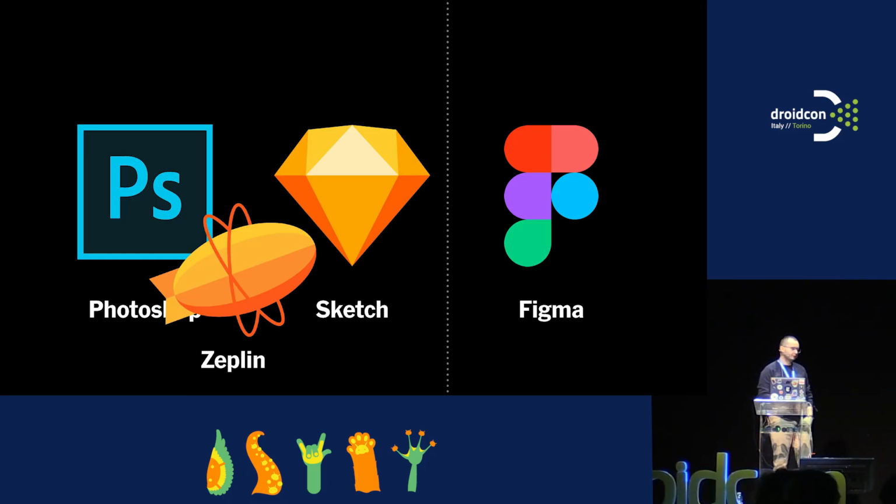Now, there's a newer tool called Sketch. Sketch is more geared towards digital designs, digital interfaces. It still shares some of the same problems as Photoshop, but I will get into that. Then lastly, you have Figma, and Figma is an awesome tool that you should definitely check out. The problem with Photoshop and Sketch is that they rely on Zeplin.